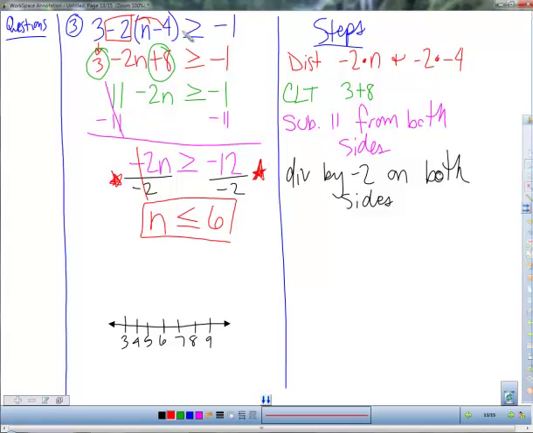So this is what we have here. And then to graph this, I have a closed circle at 6 because it's an equal to, and then I graph everything to the left because that is where my inequality symbol is pointing.